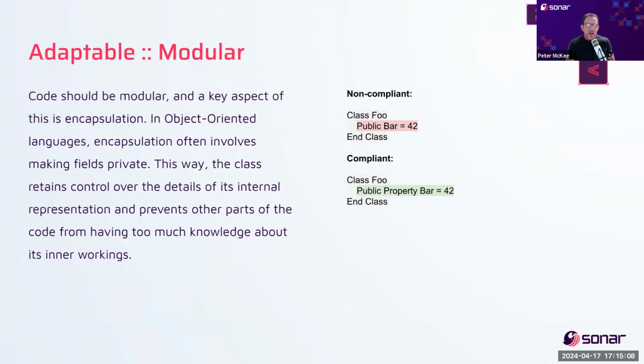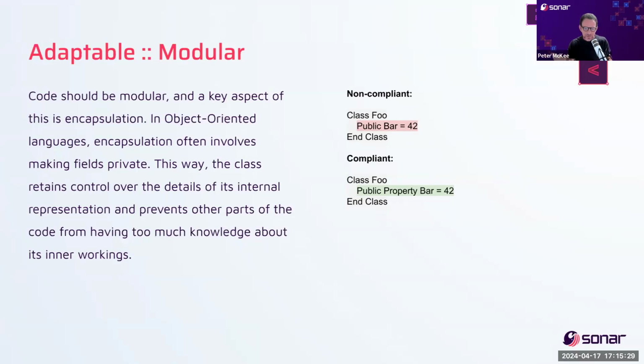And so this is around modularity. I like to call it cohesion and coupling. Those are not my terms. Those are computer science terms that have been used for a while. But if you look to the examples on the right, you see non-compliant code. So class foo, public bar equals 42, end class, right? And so we have a public property there. And what's going to happen, right?